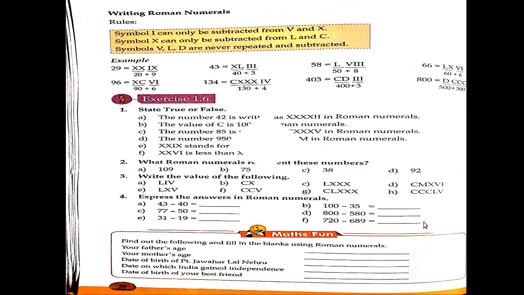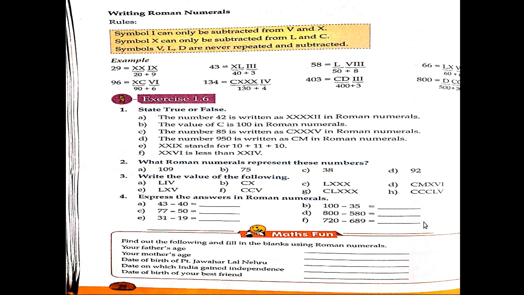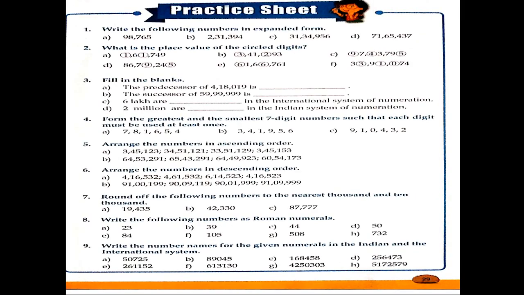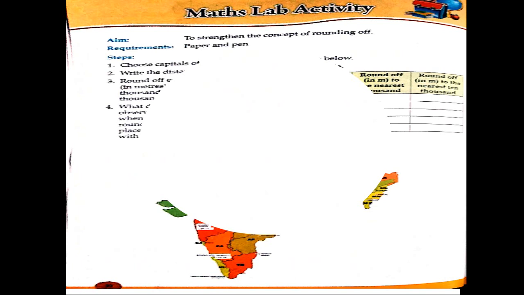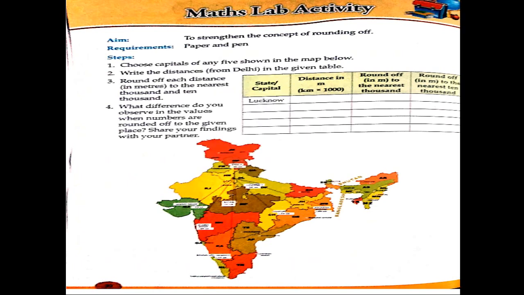This is Roman numbers. This is the exercise that you have to do at your home. These are the practice sheets of chapter 1, totally chapter 1. This is your map of chapter 1. So your chapter 1 of numbers has been completed totally, and in the next chapter we are going to study the 4 operations.